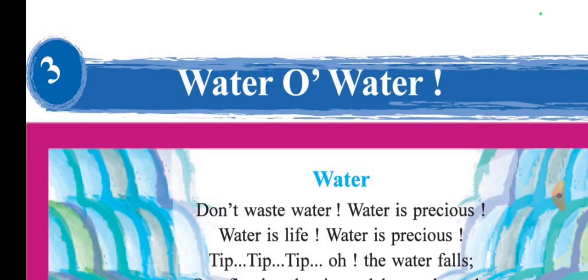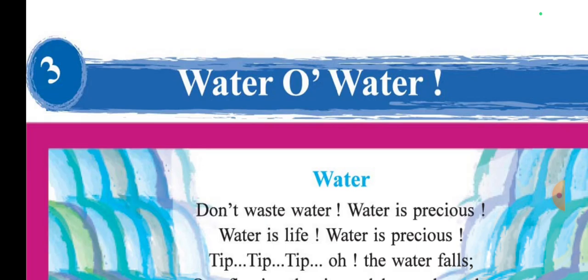Today in EVS we will start new chapter number 3, Water of Water. In this chapter we will discuss the following. First, the importance of water in our daily lives. Second, the different sources of water. Third, how to save water. And fourth, we will do some activities to find how much water is needed for different activities. And last, we will solve some puzzles and do some fun activities.